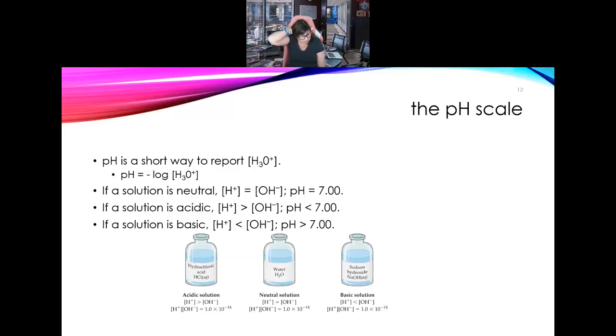Now, in every case, we still have [H+] times [OH-] is 1 times 10 to the minus 14th. But if the [H+] is larger than the [OH-], then consequently the [OH-] has to be smaller. Okay, so those are the relationships there.